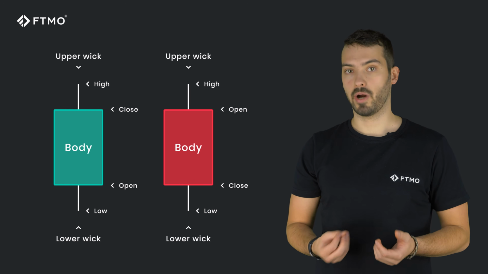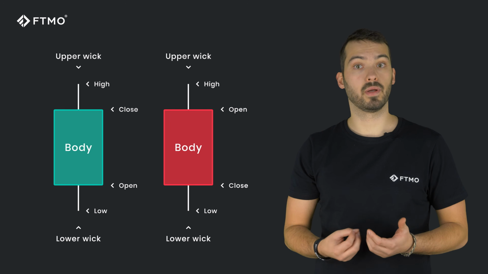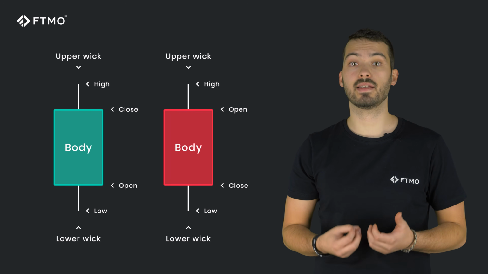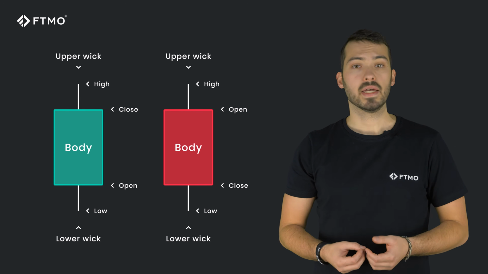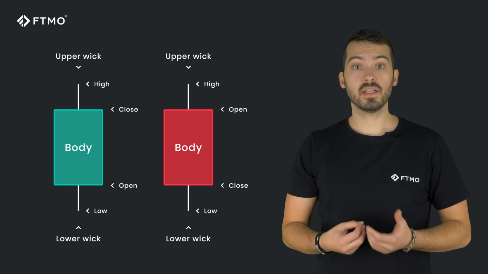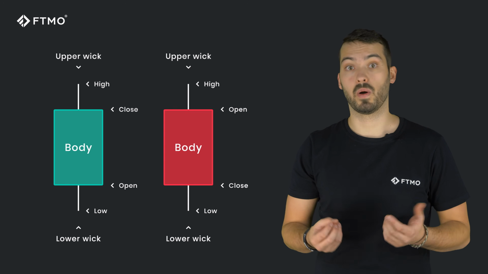The green or red colored area is called the body, and the lines above and below the bodies are called the wicks. Wicks represent the highest and lowest point where the market traded. Japanese candlesticks are universal. You can use them on any time frame you want. It doesn't matter if you are using them on a 1 minute or 1 month chart.